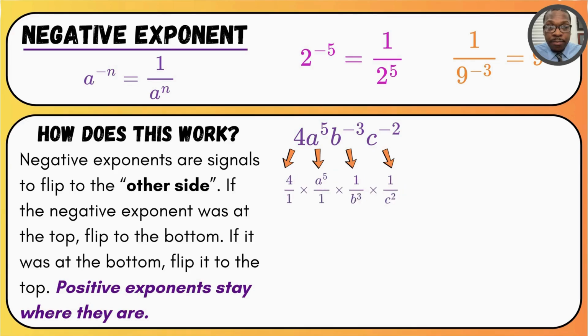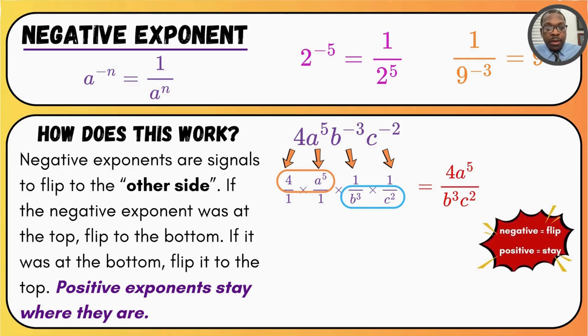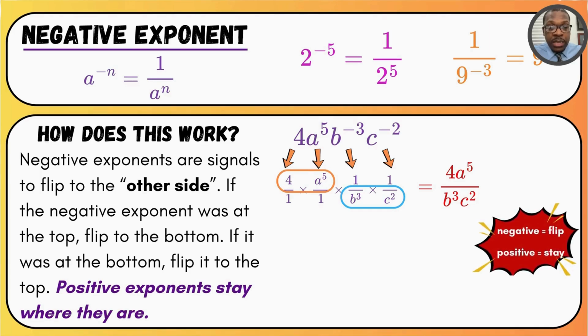Let's see. So 4 to the first power stays at the top. a to the 5th, top. b to the negative 3rd, bottom. c to the negative 2nd, bottom. Okay, those two will stay at the top. Those two will stay at the bottom. Giving us 4a to the 5th at the top, b to the 3rd, c to the 2nd at the bottom. Okay, so if it's negative, flip it to the other side. If it's positive, it will stay where it is.